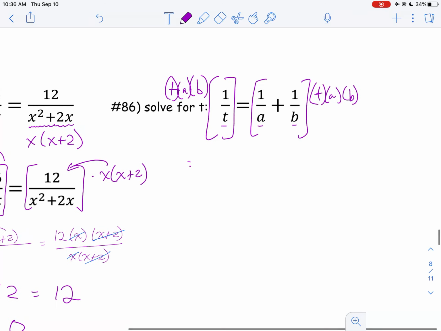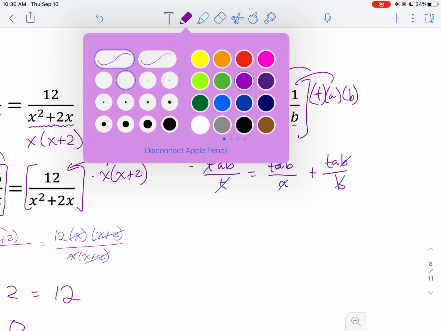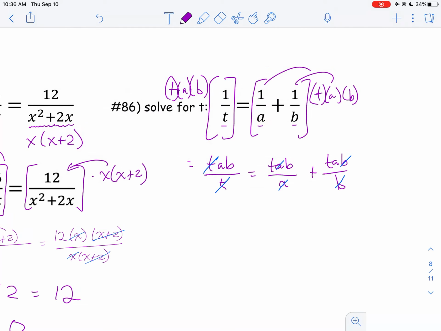When I do that, I now have tab over t equals tab over a plus tab over b. I distributed here. We can then divide out since I'm multiplying here. And that leaves me with ab equals tb plus ta.